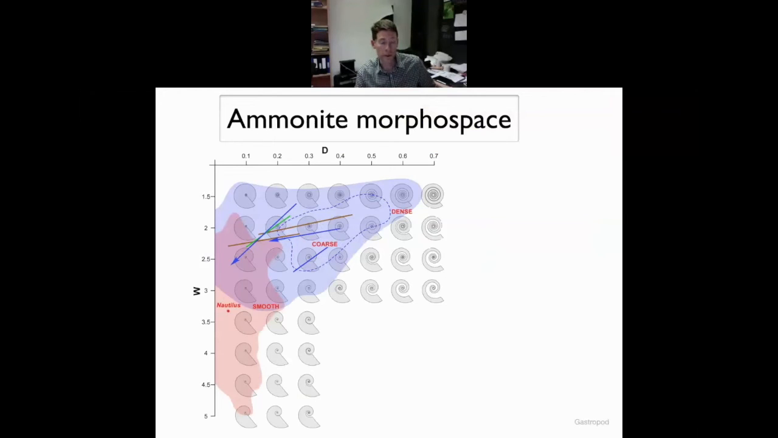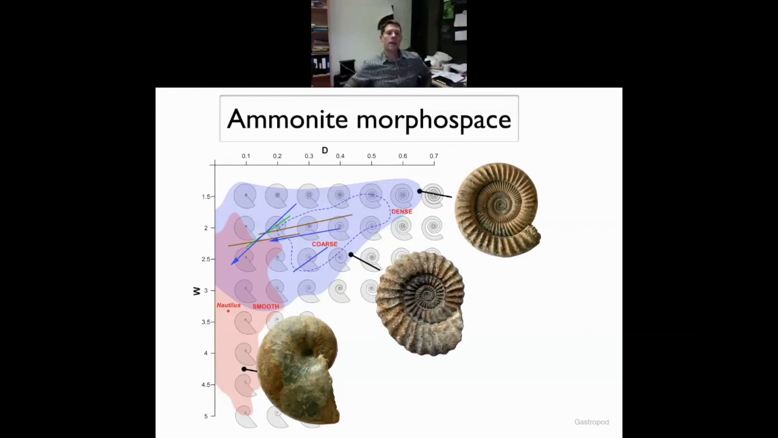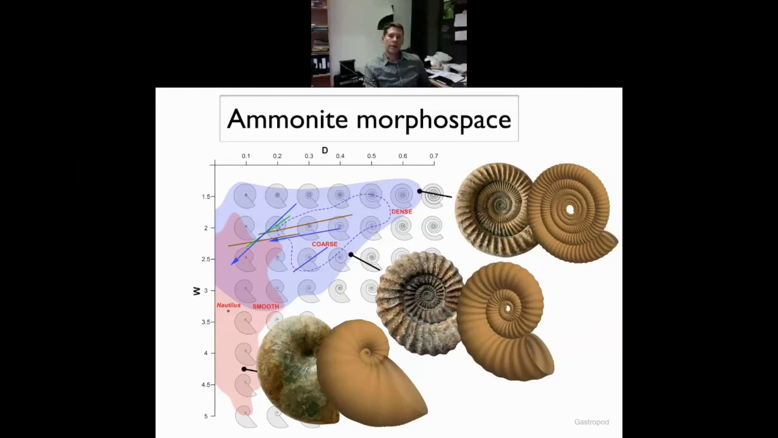Going back to this morphospace and the question I started with, what you find in the model is that, in fact, the expansion rate plays a really big role in how the pattern evolves. In particular, if I take the exact same initial conditions, the exact same mechanical parameter, and only change the expansion rate, this is what you get.